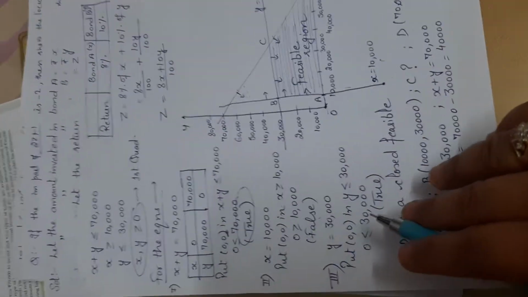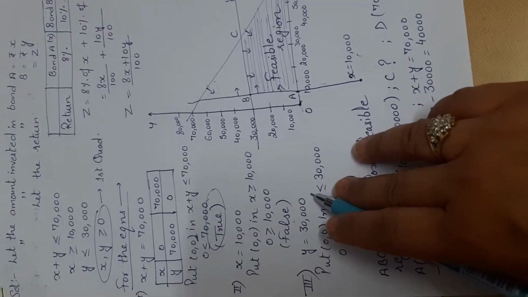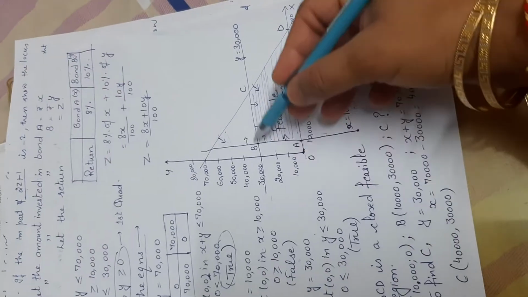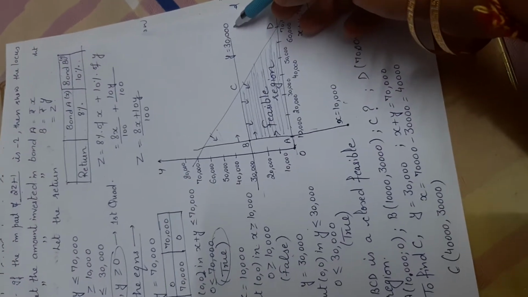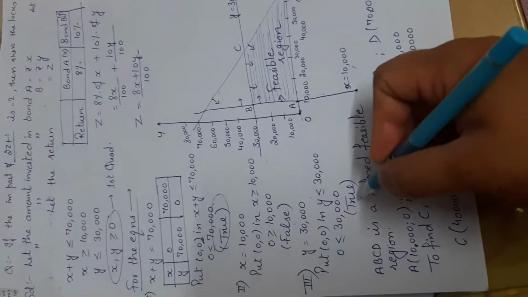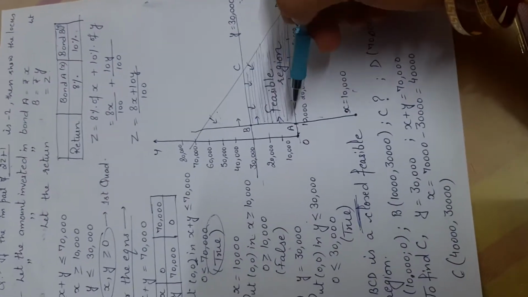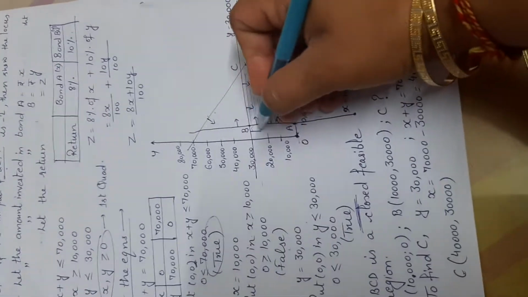Now another equation was y equals 30,000. That means the line becomes parallel to the x-axis. So here it is, y equals 30,000, a straight line parallel to the x-axis, and here the condition is true. True means shading towards 0, 0. Here 0, 0 is on this side, so the shading is towards this side.